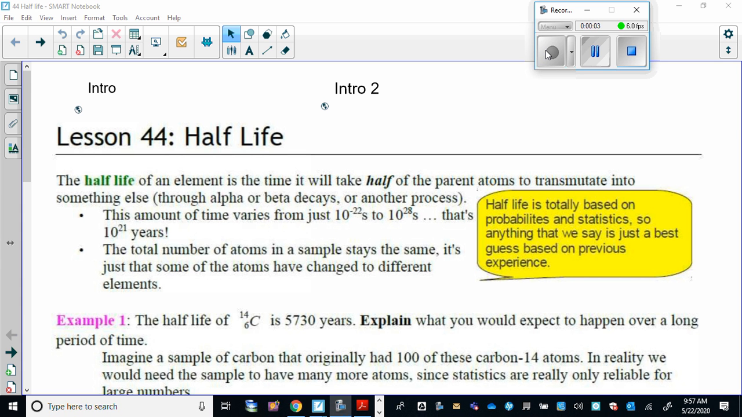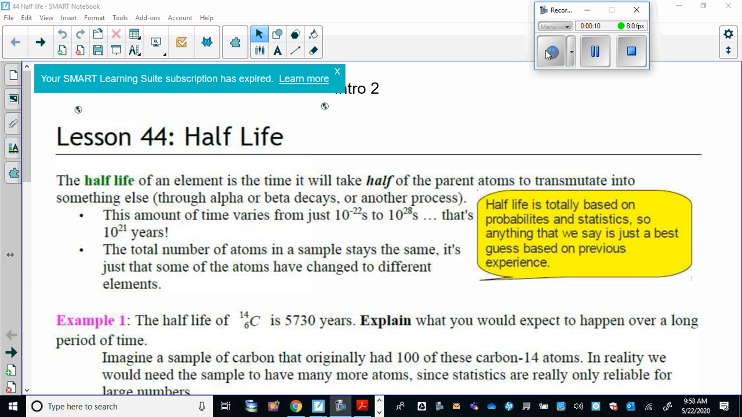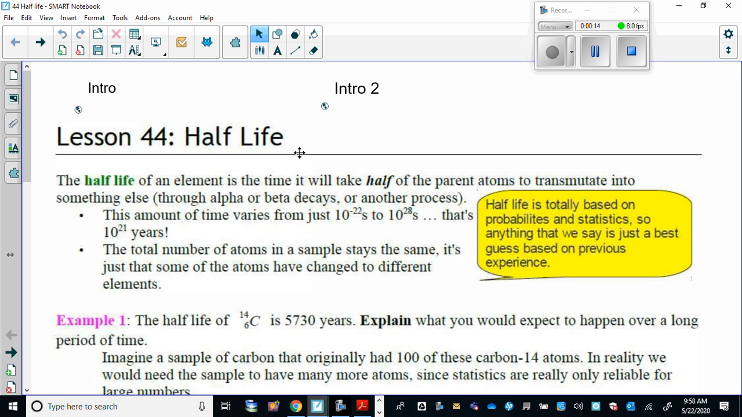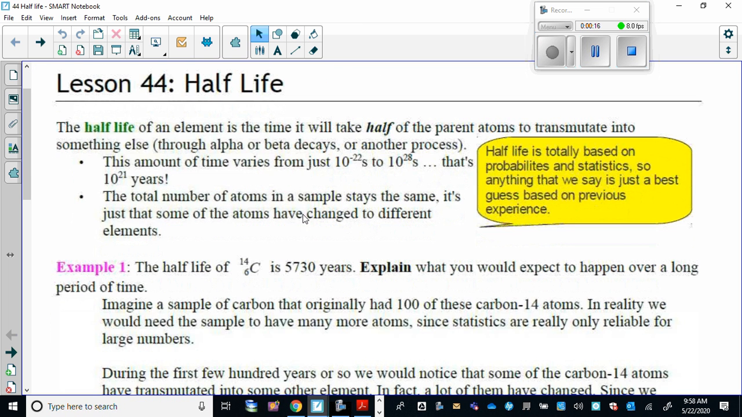Lesson 44, half-life. If you've done Math 30-1, you should have a pretty good indication of how half-life works mathematically, because we do it in physics almost exactly the way that you do it in math. A half-life of an element is the time it will take for half of the parent atoms to transmutate into something else through alpha or beta decays.